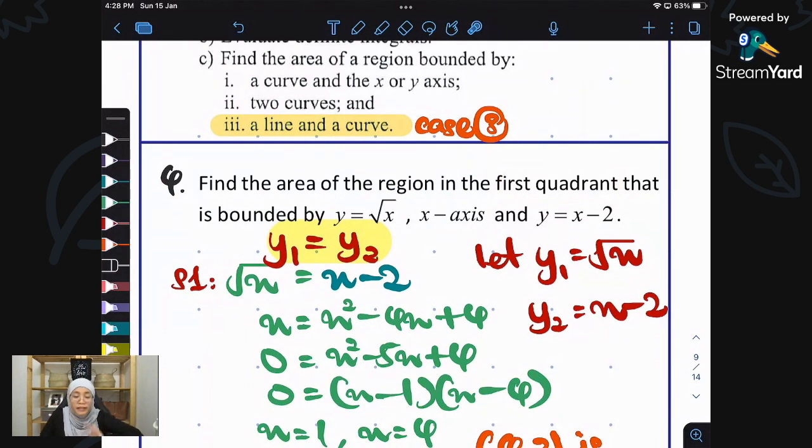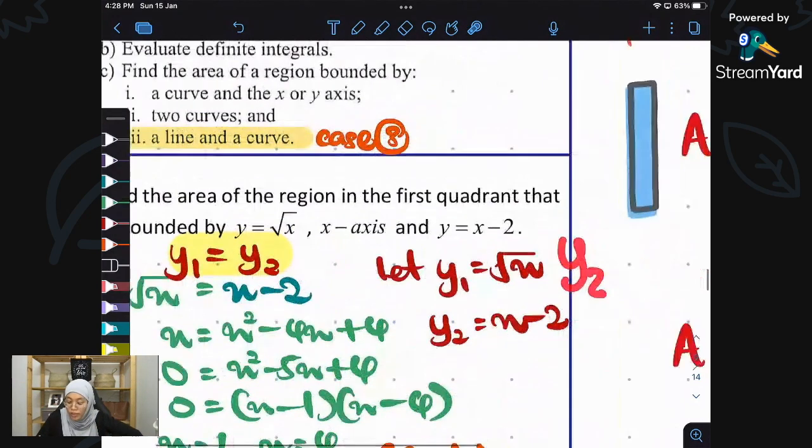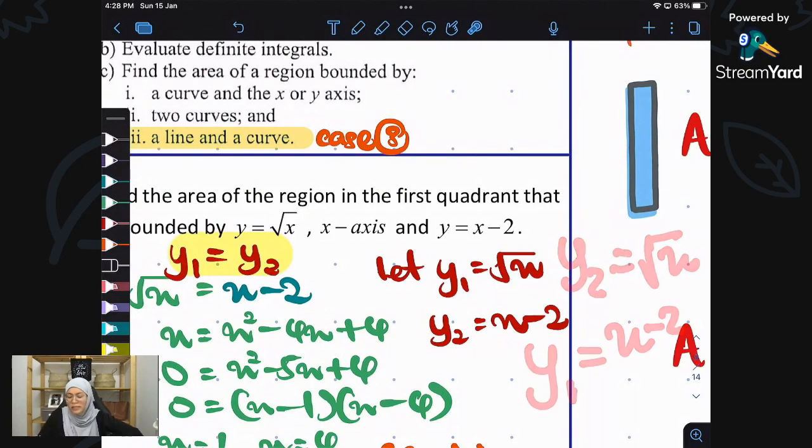So first and foremost, let us assume what is our y1 and what is our y2. My y1 here is the square root function, while my y2 here is the linear function. So up to you guys. Sometimes you can let y2 equals square root x. Sometimes you can let y1 equals x minus 2. So basically up to you.